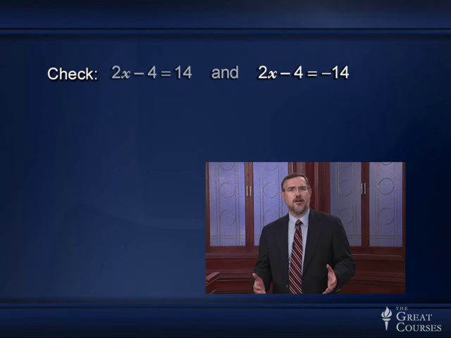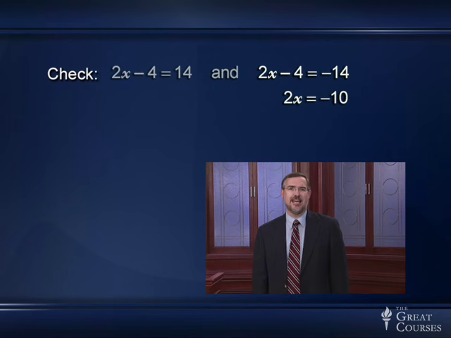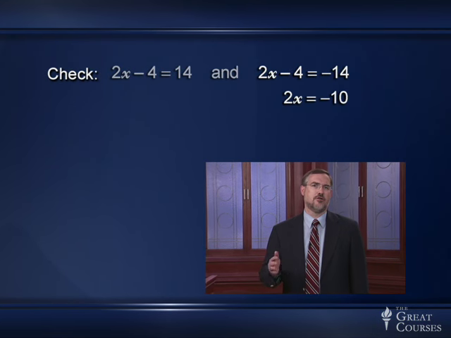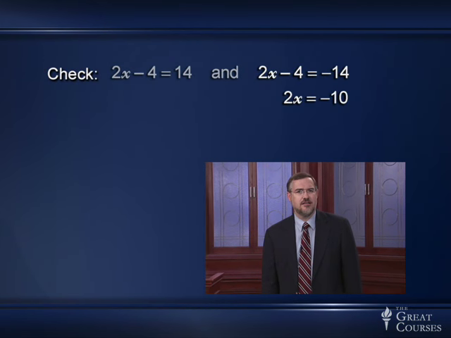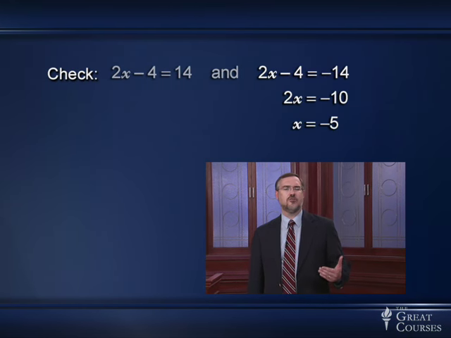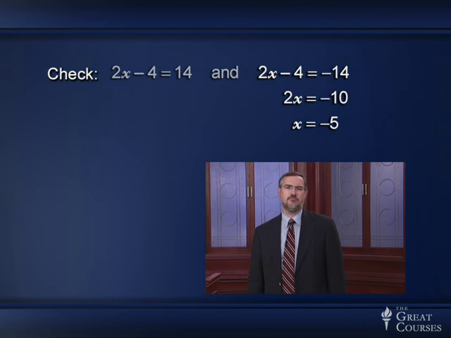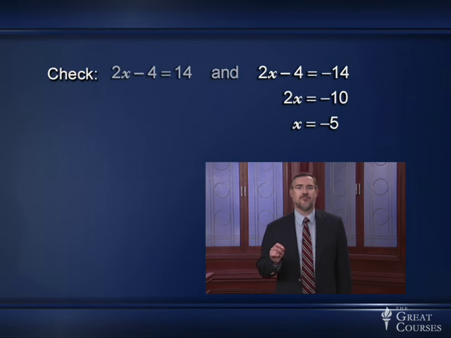Well, 2x minus 4 equals negative 14 is the same as 2x equals negative 10. How do I get negative 10? I add 4 to both sides of the equation. And from 2x equals negative 10, I can convert to x equals negative 5 by dividing both sides by 2. So it also looks like I have a second solution, x equals negative 5.